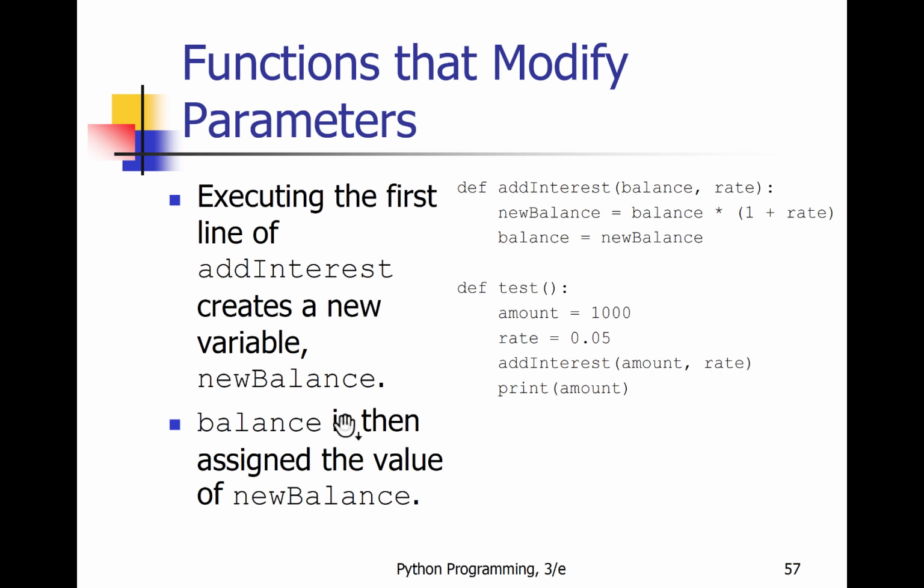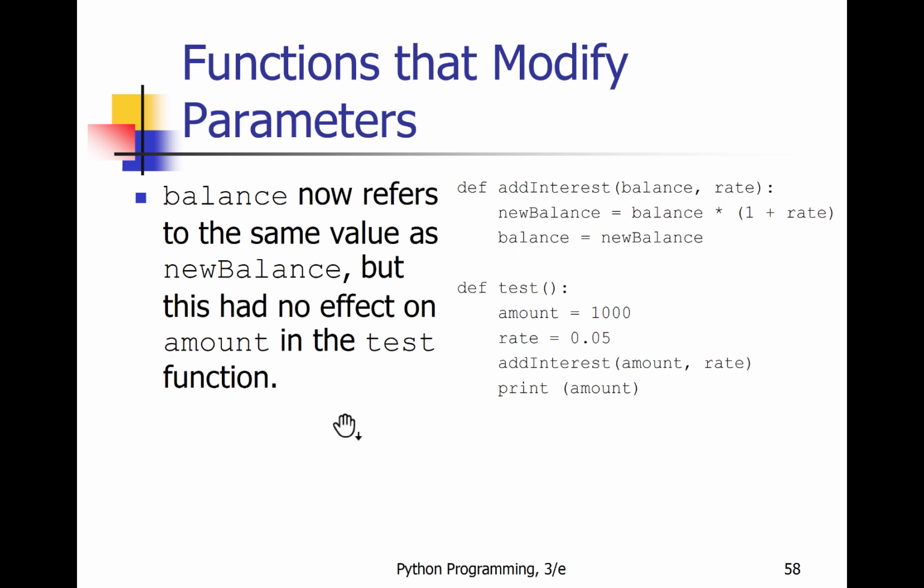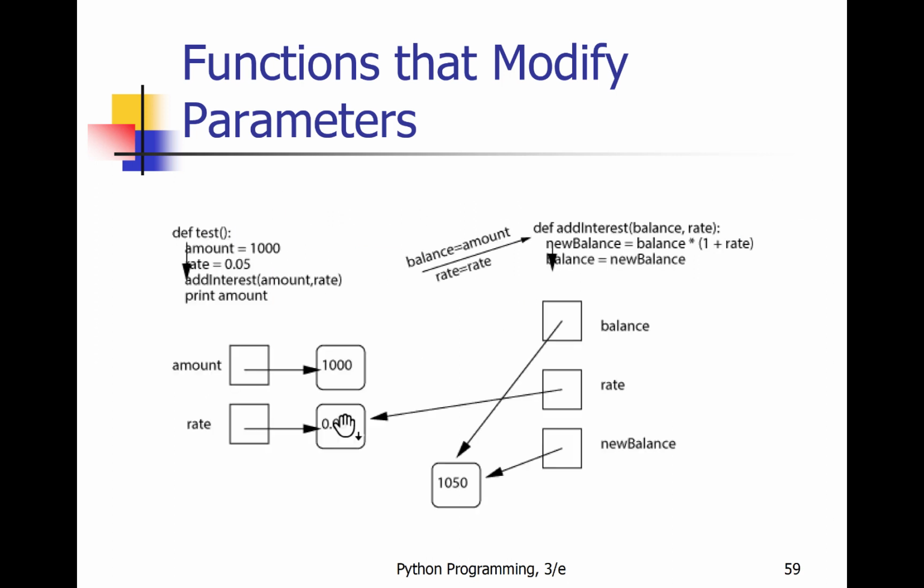Executing the first line of add interest creates a new variable, new balance. Balance is then assigned the value new balance. Here's where it goes wrong. So let's just see what happens in the memory objects internals. Balance now refers to the same value as new balance, but it had no effect on the amount in the test function. Okay, how does this work?